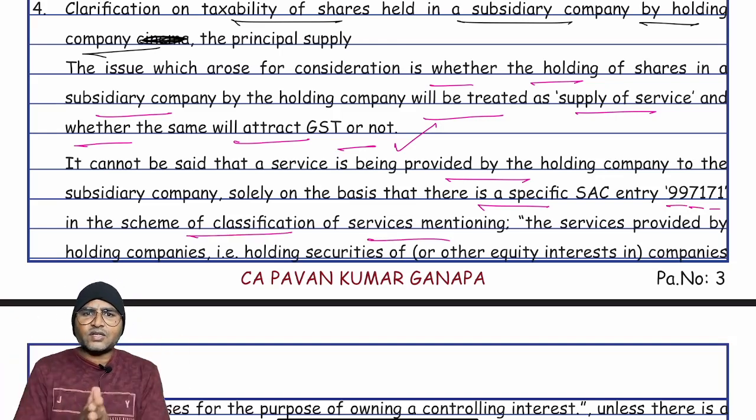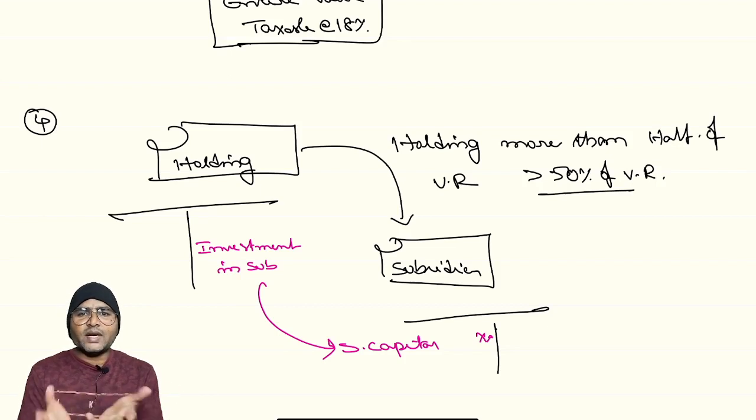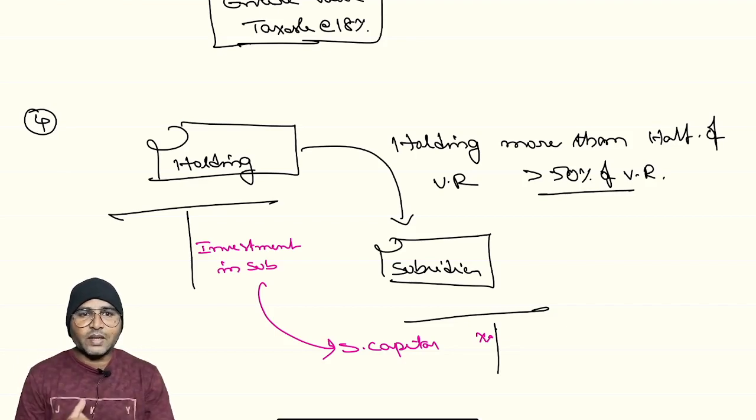In the classification of services, different types of services are there, right? Different types of services are there, and a 6-digit coding system has been assigned. Only because of that can you say there is a service between holding and subsidiary? No. The holding company might be exercising control over the subsidiary, holding more than half of the voting rights. Only because of that, you should not say that the holding company is a supplier and the subsidiary company is a recipient. Suppose it is, what could be the nature of service and what is the value of supply? And first of all, what type of service are you expecting?